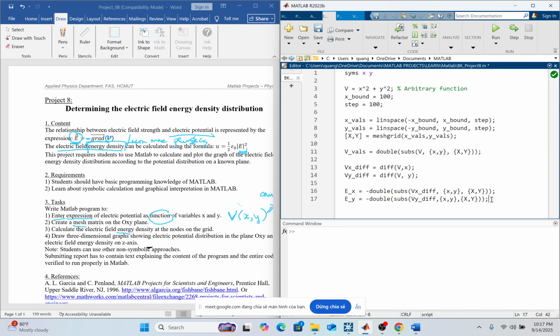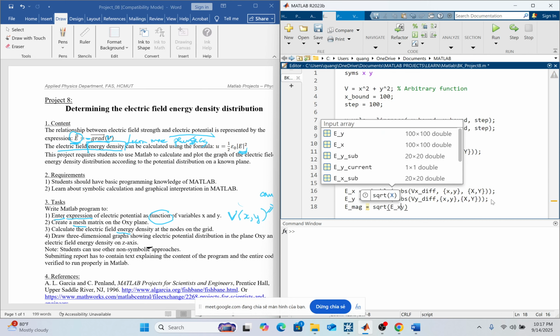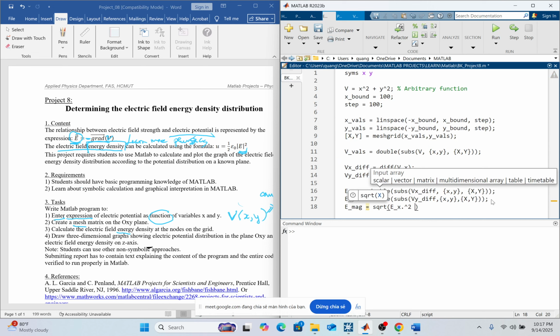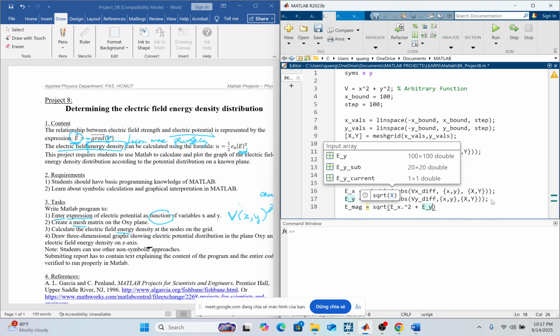Now you would like to calculate the magnitude of the electric field by taking the E magnitude. It will equal the square root of Ex squared plus Ey squared.